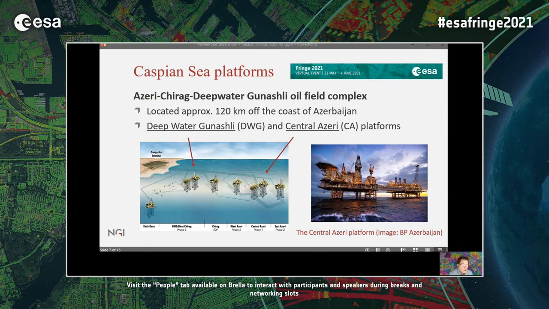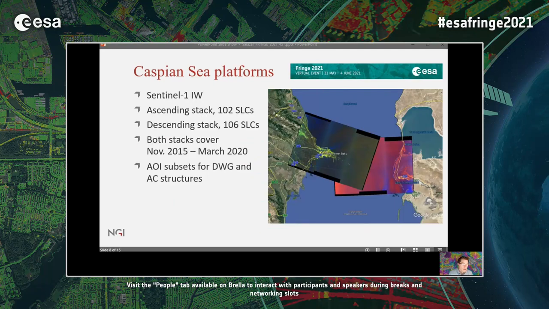We selected two such structures, the Deepwater Gunashli and the Central Azeri platforms, both of which operate in the Azeri-Chirag-Deepwater Gunashli oilfield complex, approximately 120 kilometers from Baku. Again, the analysis included two stacks of data, this time each with about 100 scenes that cover the period from about 2016 to early 2020. The same processing methodology was applied for each of the structures.